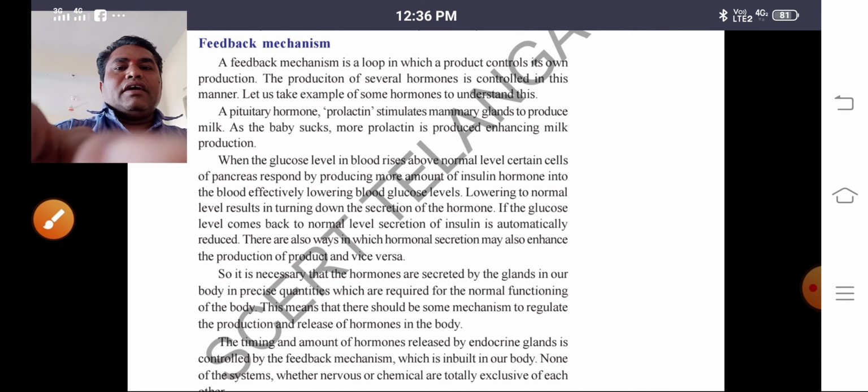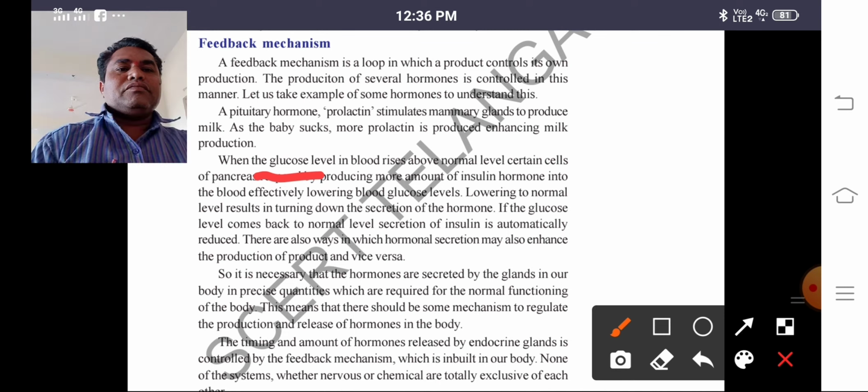Next, another thing you have to take is another paragraph here, glucose is given. So when the glucose level in blood rises above normal level, certain cells of pancreas produce more amount of insulin hormone into the blood, effectively lowering blood glucose levels. Lowering to normal level results in turning down the secretion of the hormone. If the glucose level comes back to normal level, secretion of insulin is automatically reduced. So there are also ways in which hormonal secretion may enhance the production of product and vice versa.